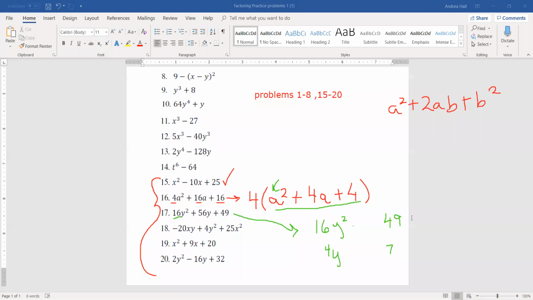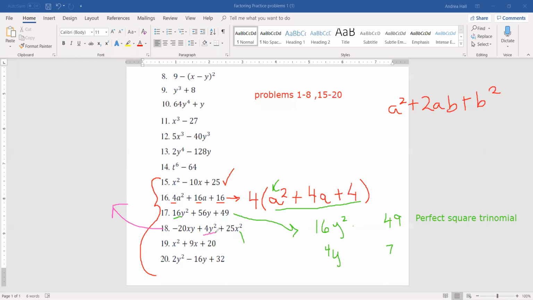It is a perfect square trinomial. So far, 15, 16, after you factor it out, 17 are all perfect square trinomials. Let's take a look at number 18. Now with 18, it's not written in a proper format. So that will throw you off.